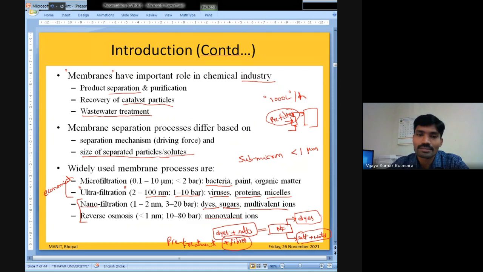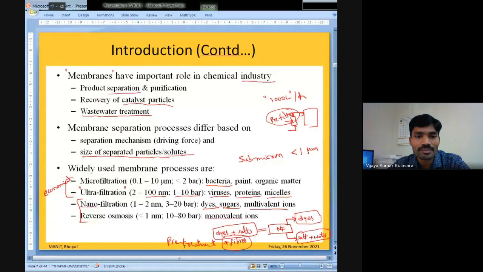dye stuff. Then the solution containing dyes and salts is separated with the help of a nanofiltration membrane. Okay, so not only dyes, sugars dissolved in water can be separated using nanofiltration, and multivalent ions can also be separated by the nanofiltration membrane.